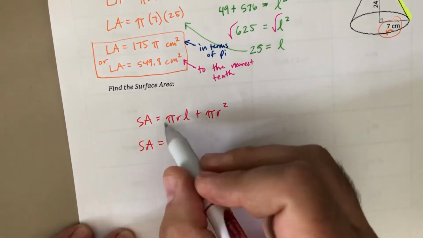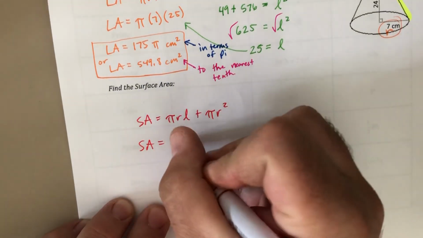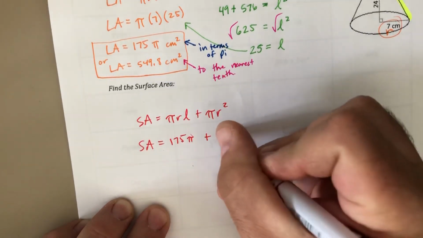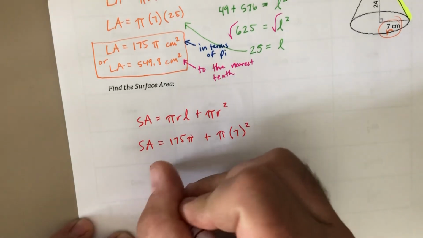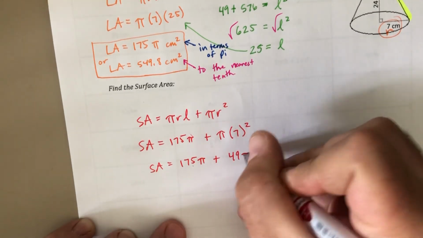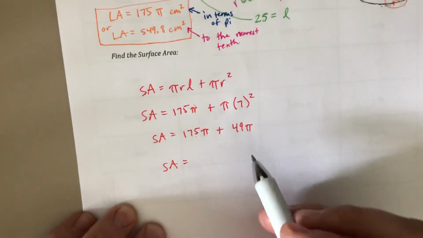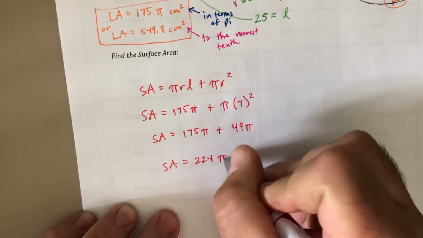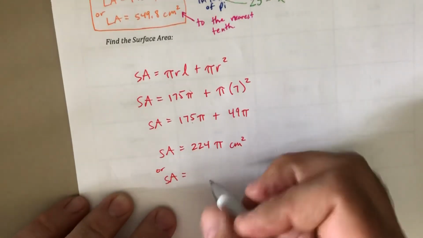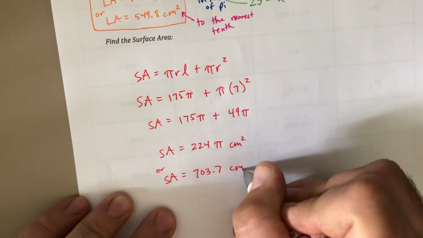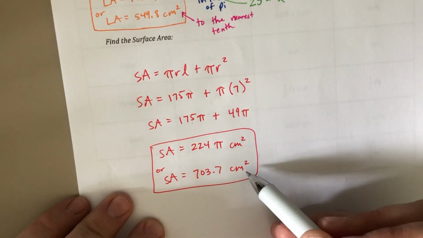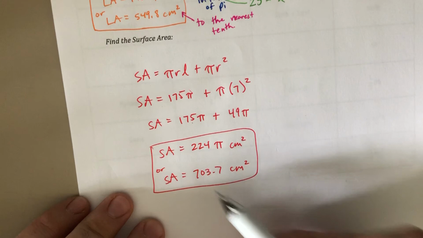So we're just going to plug it all in. Surface area is pi RL, and I'll use, in terms of pi, the 175 pi, plus, and again, that came from up above, pi times the radius squared. So 175 pi plus 7 squared, which is 49, that's 49 pi. Adding those up, you're going to get 224 pi centimeters squared. Or, if we want the decimal to the nearest tenth, 703.7 square centimeters. So same story, follow directions. If it says in terms of pi, stop there. If it says to the nearest tenth, then multiply that pi in there and get that rounded number.